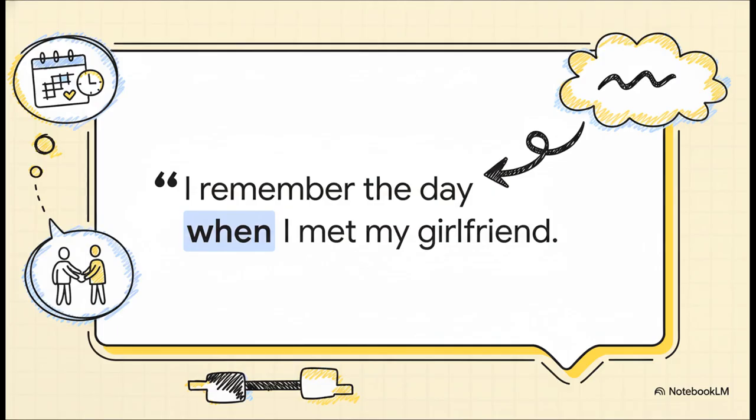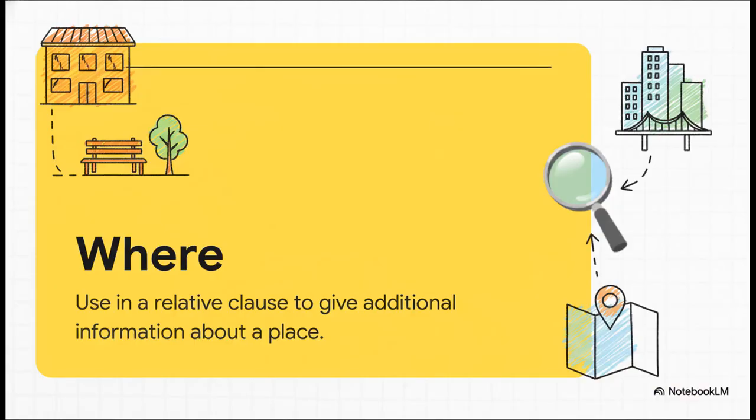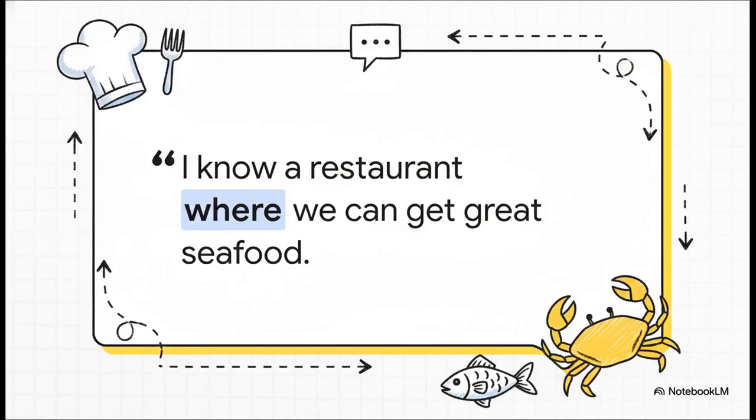So much cleaner. And the rule for where? You guessed it. It's the exact same idea, but for places. So if you're talking about a city, a house, a park, any location really, you use where to add your extra info. Let's look at this one. The main idea is, I know a restaurant. The extra information is, we can get great seafood there. So where just glues them together perfectly. I know a restaurant where we can get great seafood. It's adding that crucial detail about the noun, restaurant.